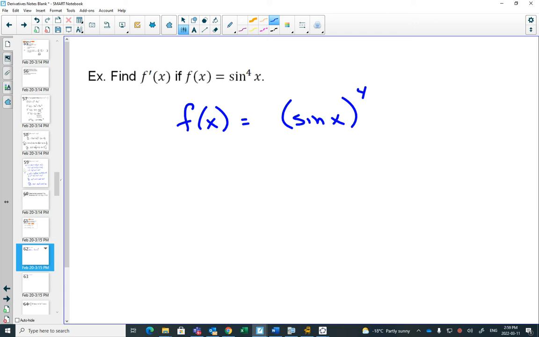But mathematicians put the 4 on the inside. So if you want to rewrite it like this, can you see that the sine x function is on the inside? And the power of 4 is the outside. So we have a chain rule. What does a chain rule look like? 4 would come out in front. Keep the inside the same. Then multiply by the derivative of the inside. And is the derivative of sine positive cos or negative cos? Positive cos.